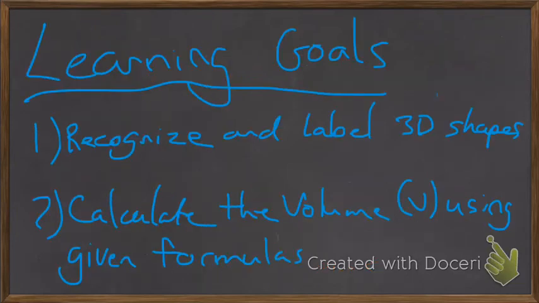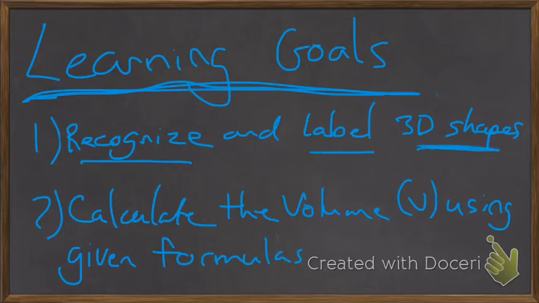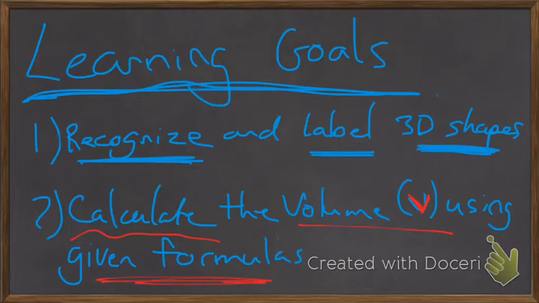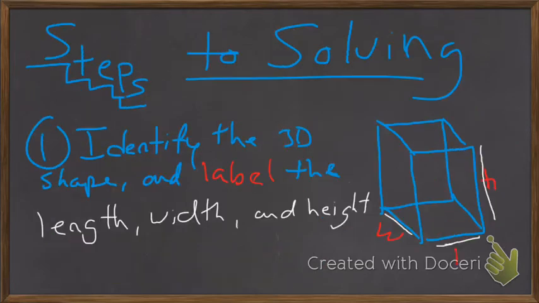Fantastic. Okay, let's continue. So before we go any further, we're going to go over our learning goals. Learning goals for this video on volume. Recognize and label 3D shapes. So we kind of talked about with our nets previously, but we do need to make sure that we know what shape we are using in each question because the formula we use to find the volume might change. After we've recognized that shape, we can then calculate the volume, which is represented with a V, by using the given formulas. Very important.